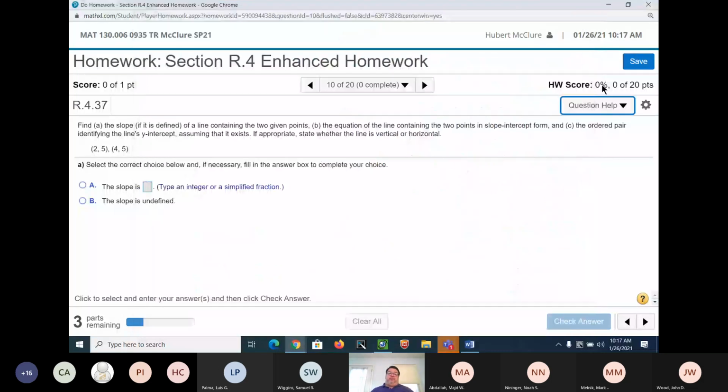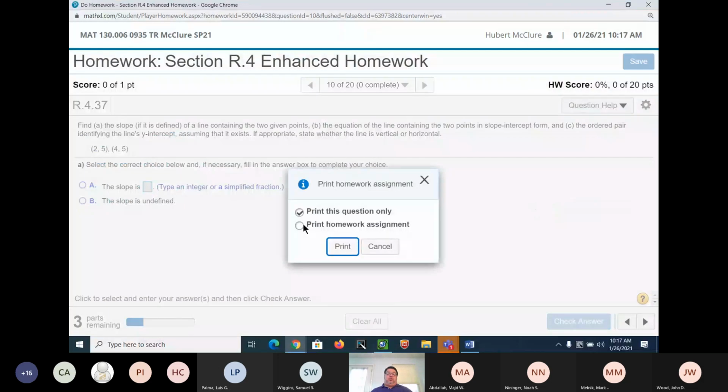What if I want to print it? If I want to print the whole assignment, print it out. Print the whole homework assignment. If you want to go old school and do paper and pencil, that's fine. But do not play around with the homework on the computer if you're going to do the old school. What you do is you print it out, you do the work. After you get all the answers, you go back into the homework and type in the answers.